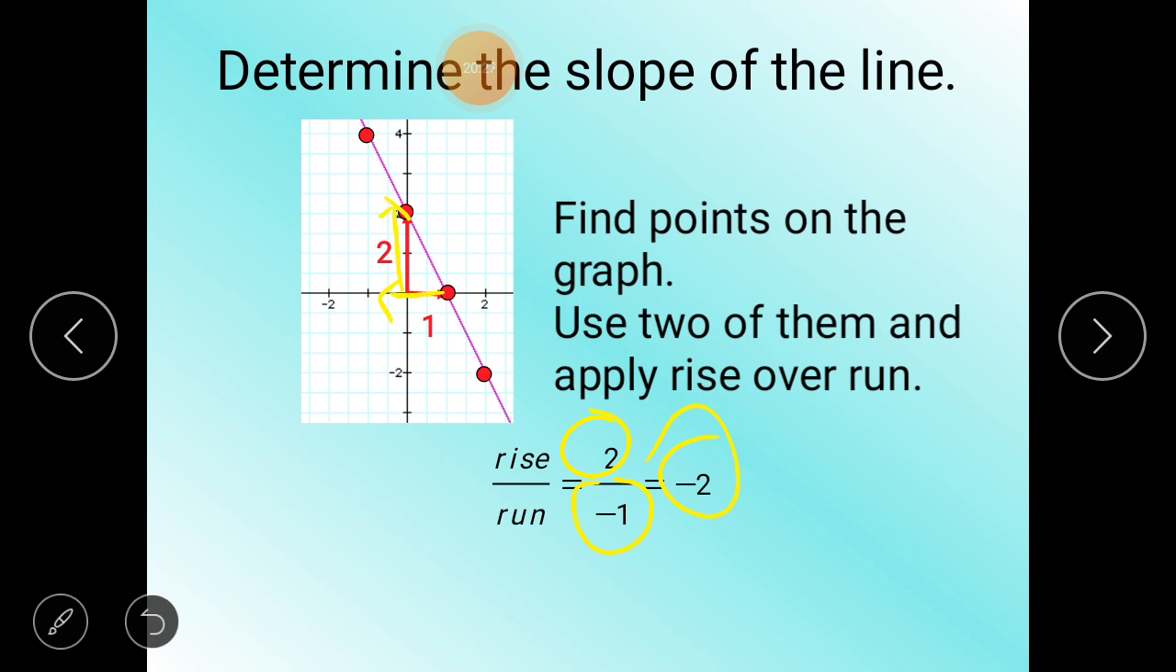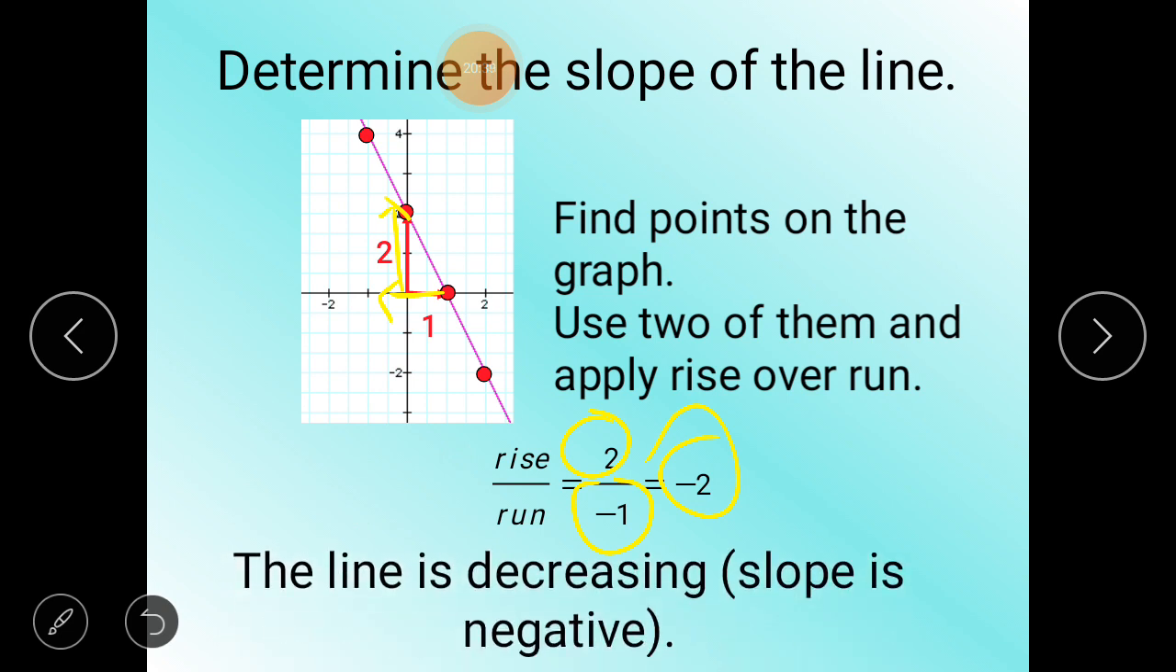Anyway, you're still going to get the same answer, whether you go up first or you go left first, or you go down and you go right. Okay, so the line is decreasing, so therefore the slope is negative.